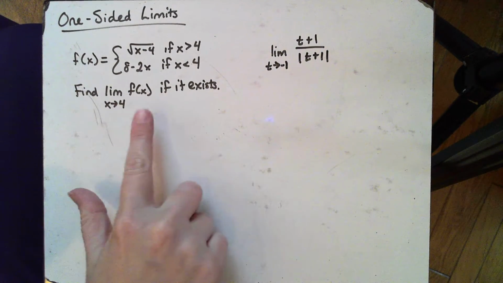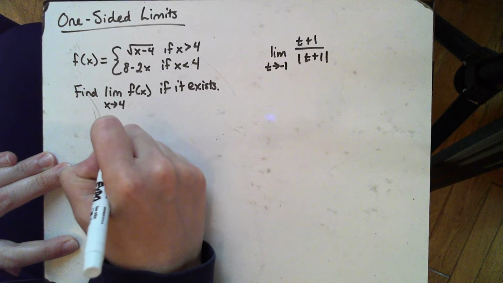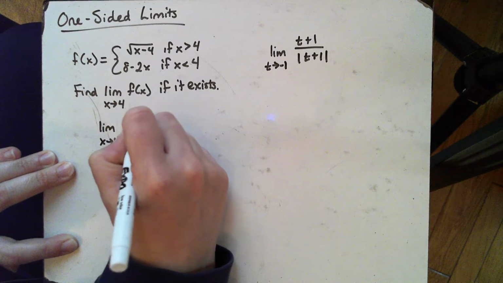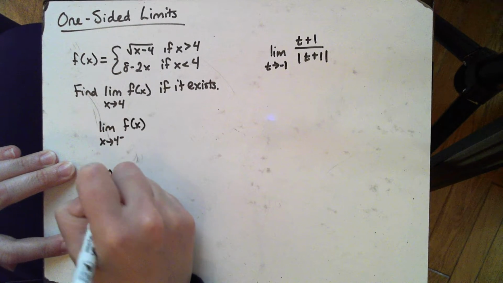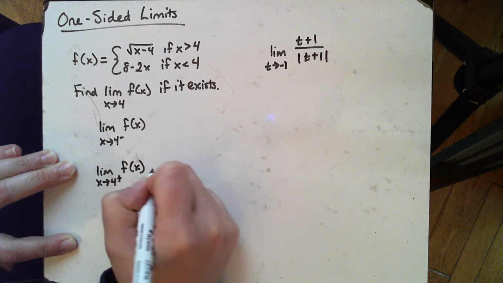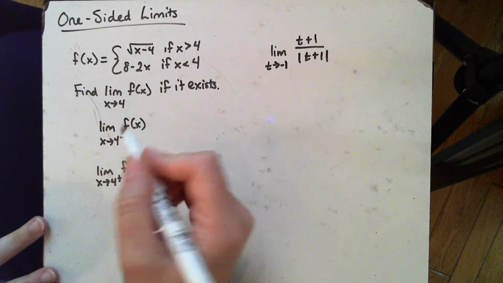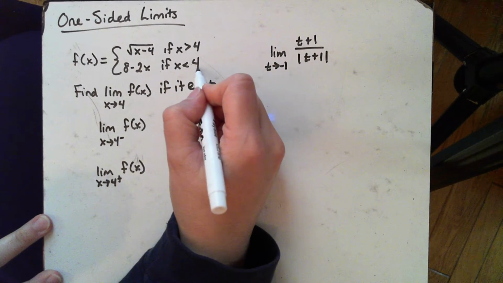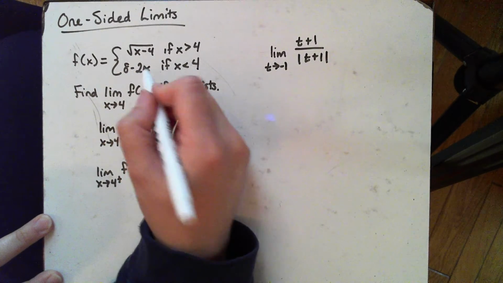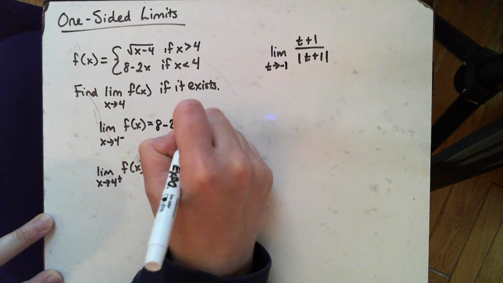So when we want to do that, we're going to find the limit as x approaches 4 from the negative side of my function. And then we're going to find the limit as x approaches 4 from the positive side of my function. And if they match, then the limit is going to exist. So from the negative side, that's where the values are less than 4. So I need to take my 4 and put it in here. So it's 8 minus 2 times 4.